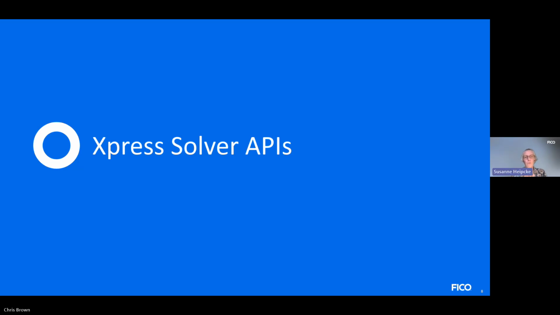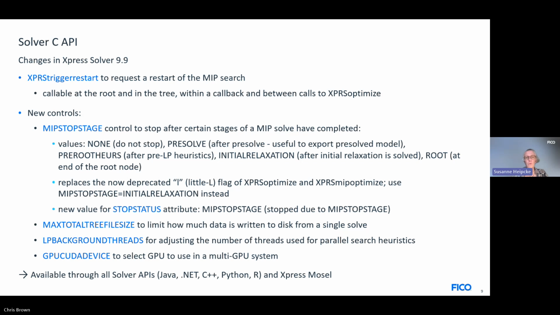Well, welcome everybody to today's talk. This portion is going to be a sneak preview of the talk that my colleague Timo Berthold will be giving next week. Just a very rough overview of features that are also mirroring through to the new functionality present in the other APIs. So we have a new function in the C API, trigger restart, to restart the MIP search, which can be called at various places, including callbacks.